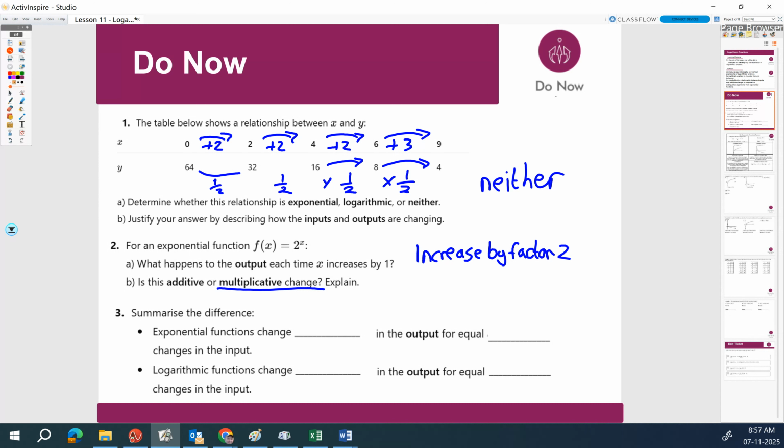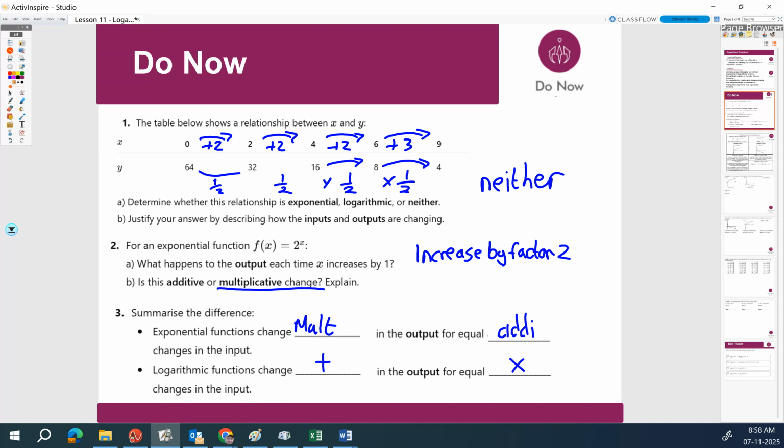So, and this is the key information from last lesson: exponential functions change, I'm just going to put MULT for multiplicatively, in the output values for equal additive changes in the input. It will be the opposite way around for the logarithmic. So here we're going to be adding, here we're going to be multiplying. And it's key to remember that to understand this.